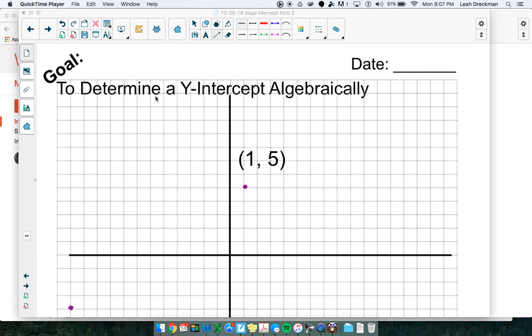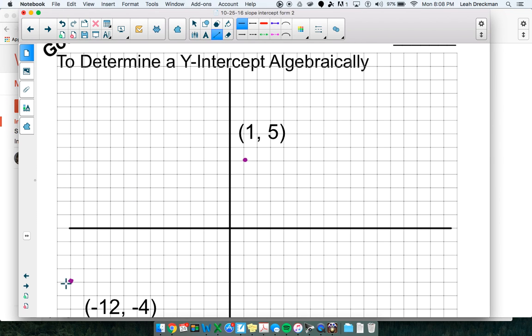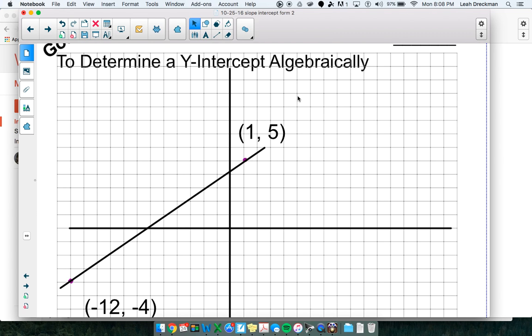So our goal is to determine a y-intercept algebraically. I created a graph here where we have two ordered pairs. And what I'm going to ask you to do is just to use a straight edge to connect those together. So if you need to go grab a ruler, that's fine. Otherwise, you can just use the edge of your paper.